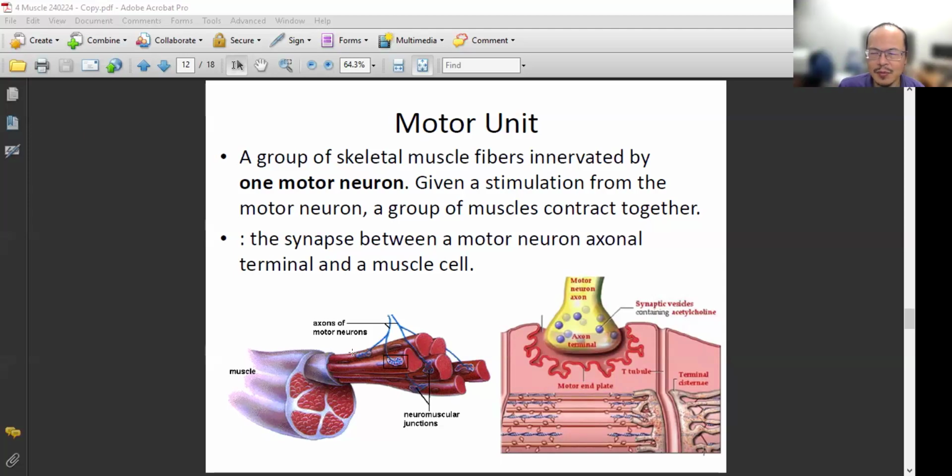And so you know what the motor unit is? That's one nerve controlling many muscles. So that's that, right?